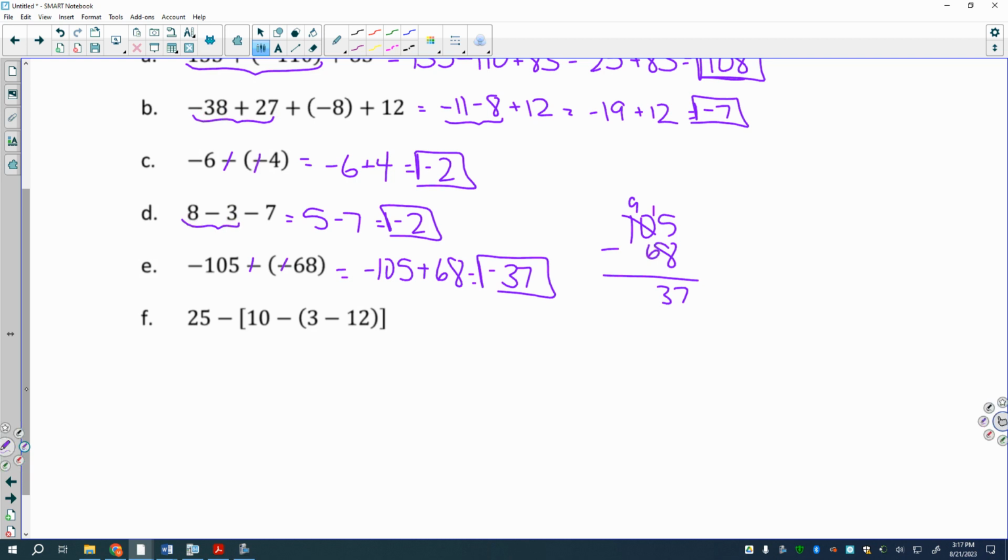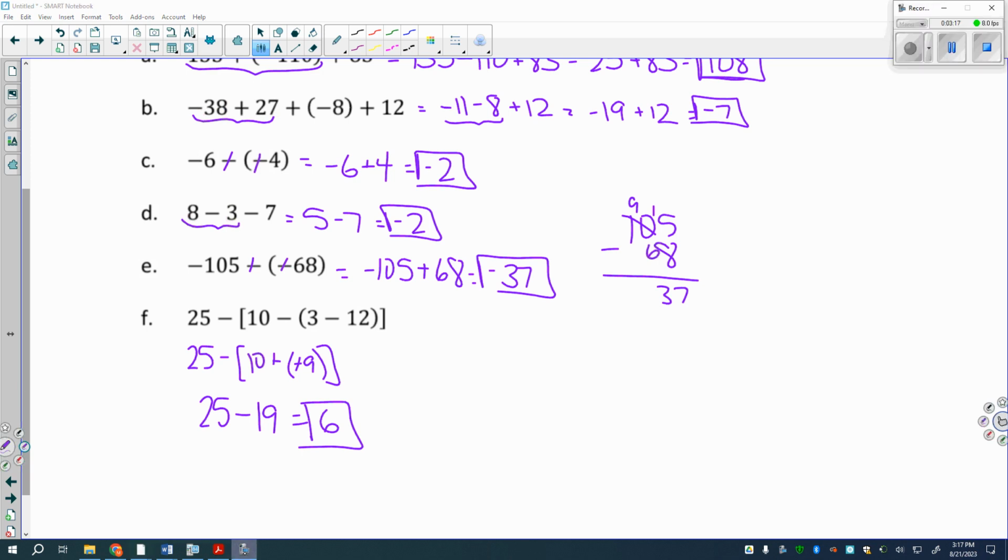And for this last one, go through, do the parentheses first, those grouping symbols. 3 minus 12 is negative 9. These become a plus, so 10 plus 9 is 19. And 25 minus 19, I do that and I get 6.